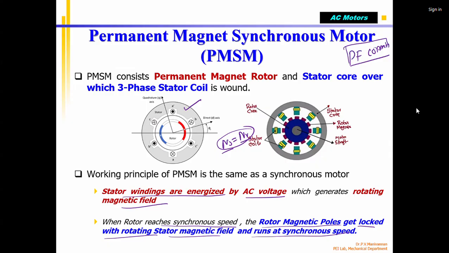Okay, sir. Can you explain the second point, sir? Still, we are not getting it. Which one? The second point: when the rotor reaches synchronous speed, the rotor magnetic poles get locked with the rotating magnetic field, north and south pole. The rotating magnetic field runs at synchronous speed, Ns. Please note the magnetic field is rotating because you supply 3-phase. Already I told you, you are supplying 3-phase voltage to the stator winding, which are separated by 120 degrees apart.